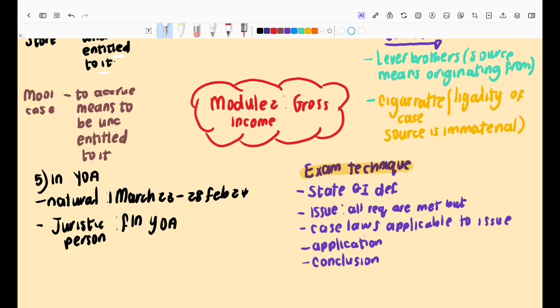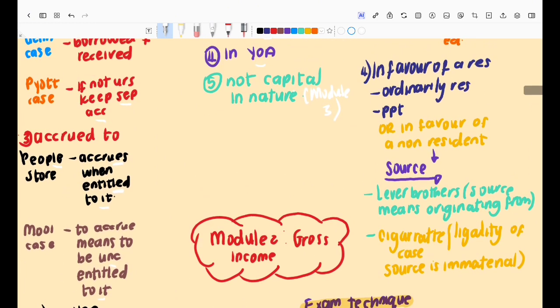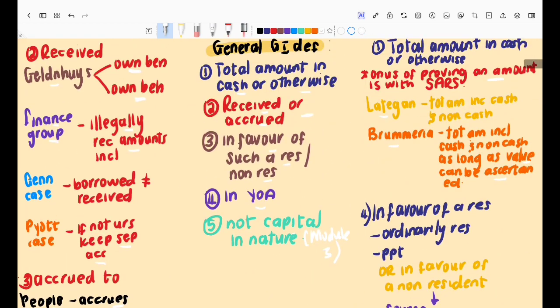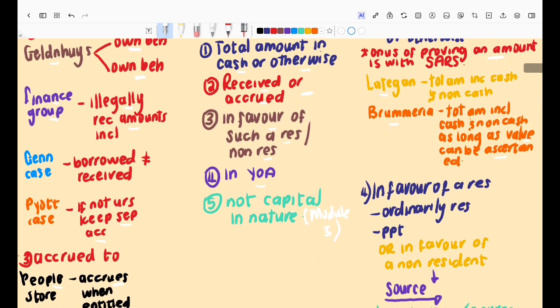And then we have the Moy case, right? To accrue means to be unconditionally entitled to something. So there shouldn't be some condition you have to meet to receive this amount. By the year end, it should be such that you have become entitled to that amount unconditionally, right? In the year of assessment, so we know natural persons will follow the SARS years. Juristic persons will follow their own financial year. The SARS period is 1 March 2023 to 28 February 2024 for this year, right? So accrued to the taxpayer, not of capital nature.